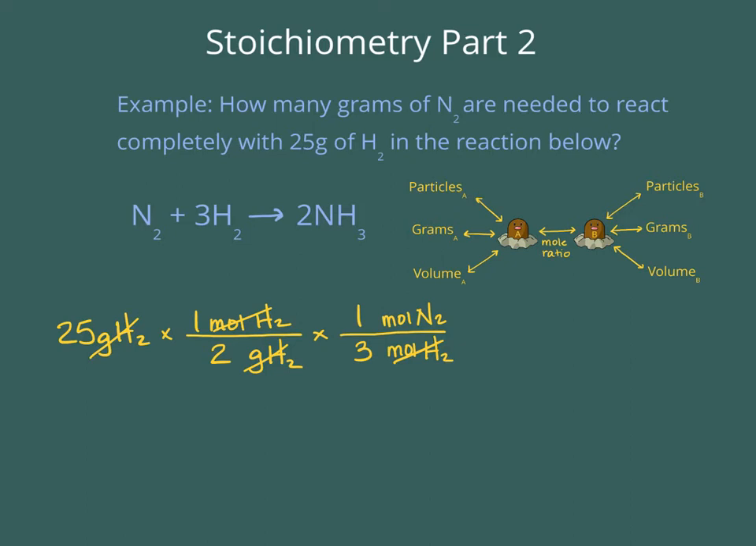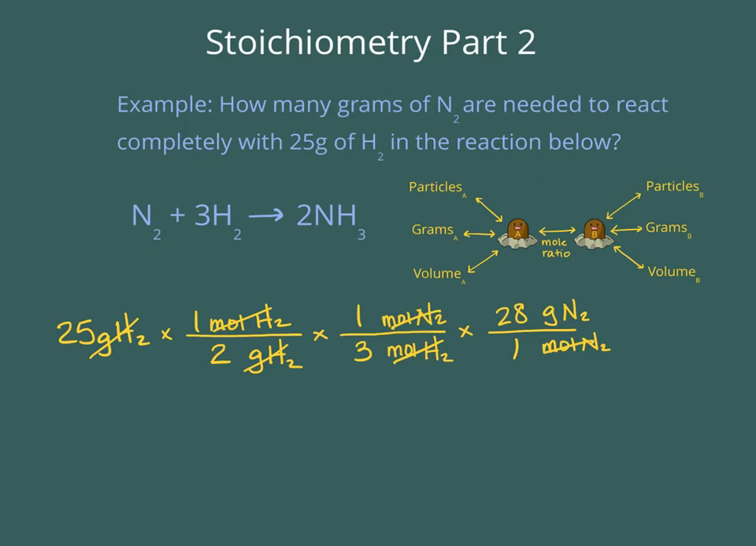So finally, to get to the answer that I want, I need to do one more conversion to go from my moles of nitrogen to my grams of nitrogen. So what I have goes on the bottom, so my moles of nitrogen go on the bottom, and what I want, my grams of nitrogen, go on the top. And I know that moles to grams is a molar mass ratio, so I use my periodic table, and I have 1 mole of nitrogen equals 28 grams of nitrogen. So finally, my moles of nitrogen have canceled, so I'm left with grams of nitrogen, which is what I want.